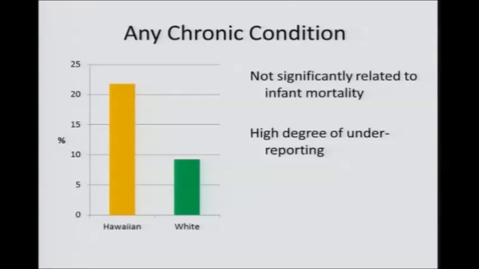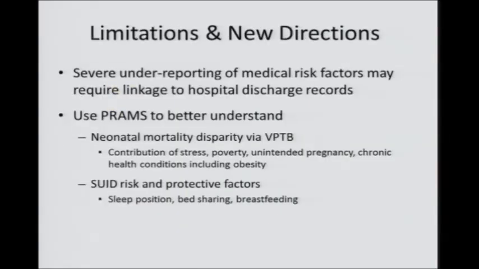Any chronic condition was not actually related to infant mortality, and we know there's a high degree of underreporting on the birth certificate. So what we could do beyond this is to do record linkage to hospital discharge to get a better sense of those complications, and we could use PRAMS to better understand that neonatal mortality disparity that happened because of the disparity in very preterm. So looking at factors like poverty and stress. And then we could also use PRAMS to look at SUID risk and protective factors.